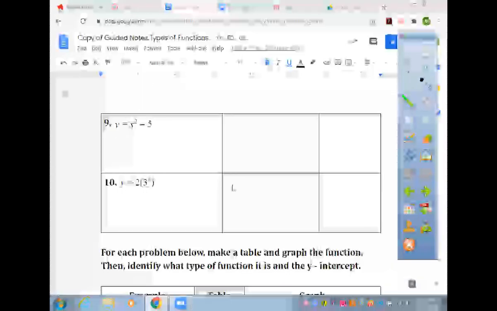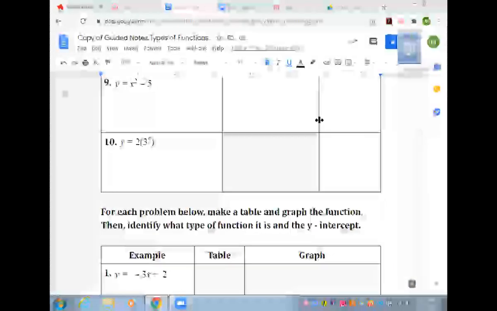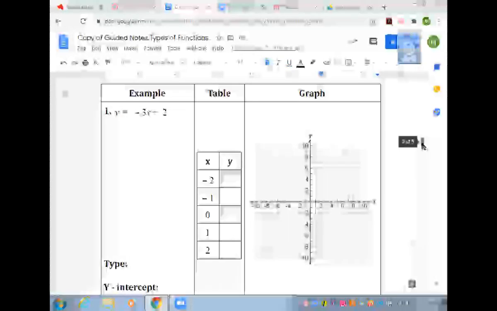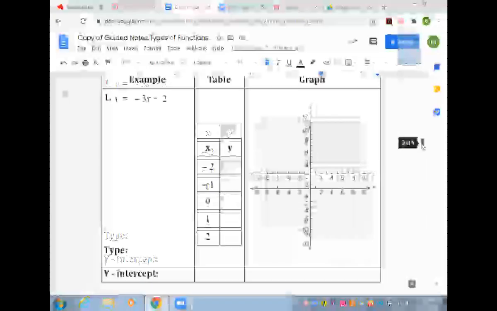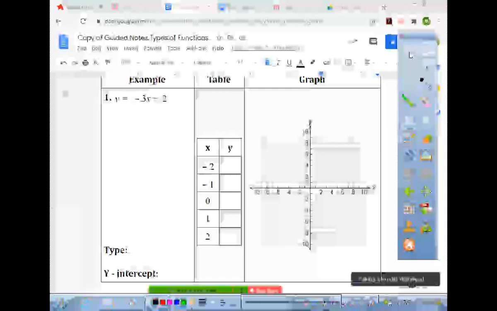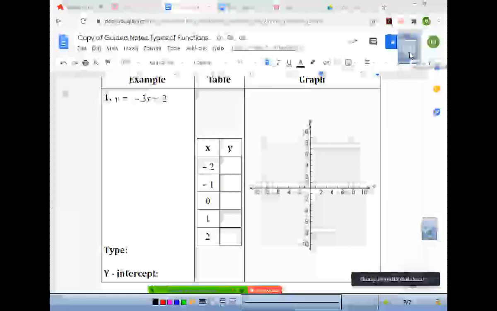So now let's look at the graphing part of it. So actually being able to graph some of these. So here we go. Here's our first one. We're going to graph them using a table. All right, so we're going to make a table for each one, and then use that to help us plot those points and graph it. All right, so let's first answer these first two questions.